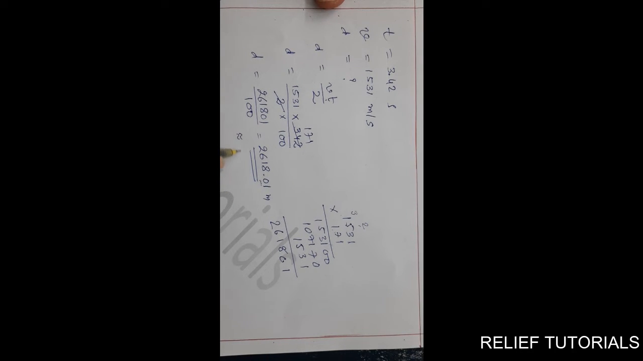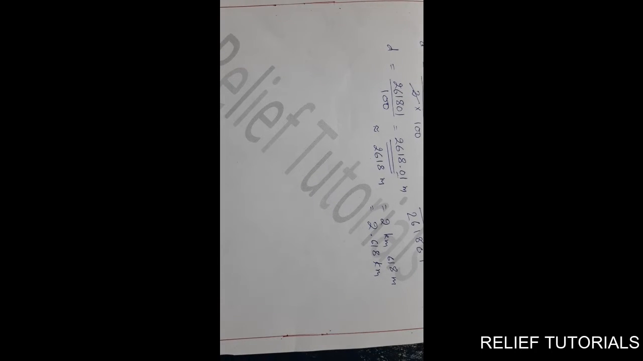So what is our approximate answer? It is 2618 meter only. If you convert it into kilometer, it will be 2 kilometer 618 meter. We can write this answer like this also, 2.618 kilometer also.